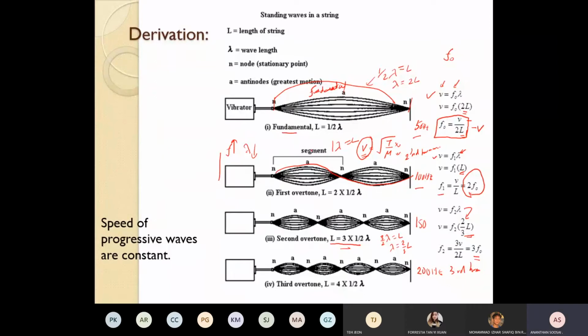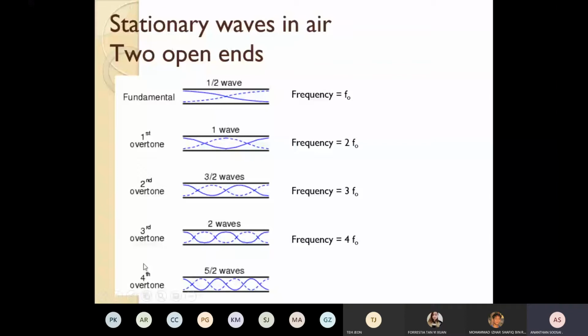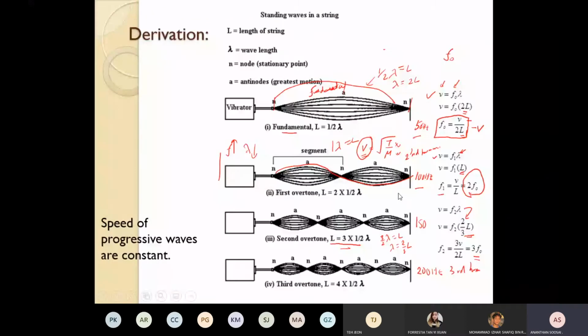Okay, can you understand? So this is the calculation part. You must link how the wavelength is linked to the length of the string. How the wavelength is linked to the length of the string, you have to work out. Okay, so that's for the string.